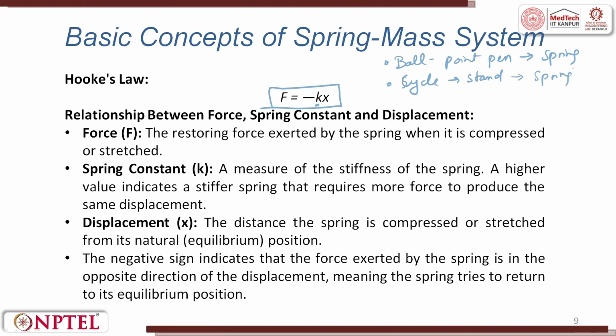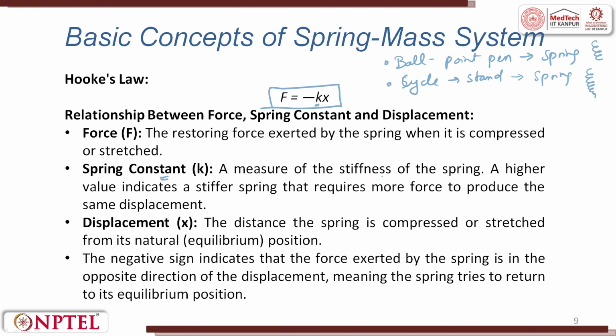Both the springs are coiled or helical in nature. Here also it will be helical in nature, right. But the two springs have different stiffness. Why is it so? It is basically because the spring constant is different.